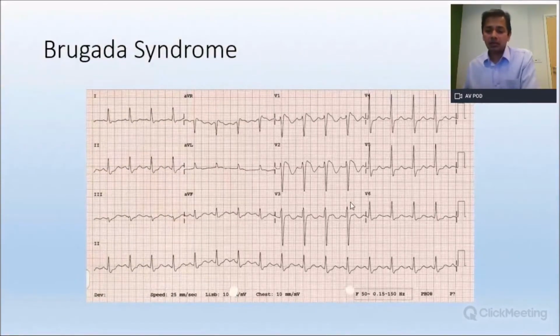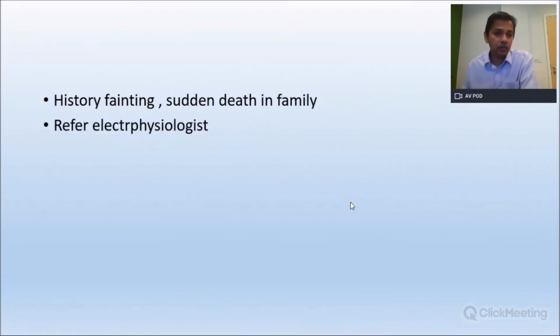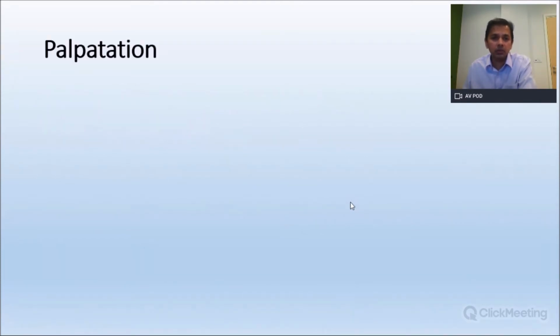What is the significance? These patients normally present with palpitation or a fainting episode. Some will develop VT or even sudden death. So when you see this type of ECG, you should also ask whether there's any history of fainting or any sudden death in the family. Again, the treatment is referral to an electrophysiologist for further evaluation and management.